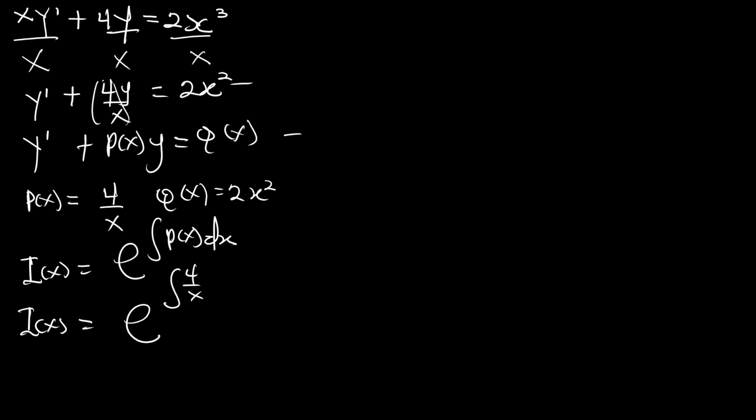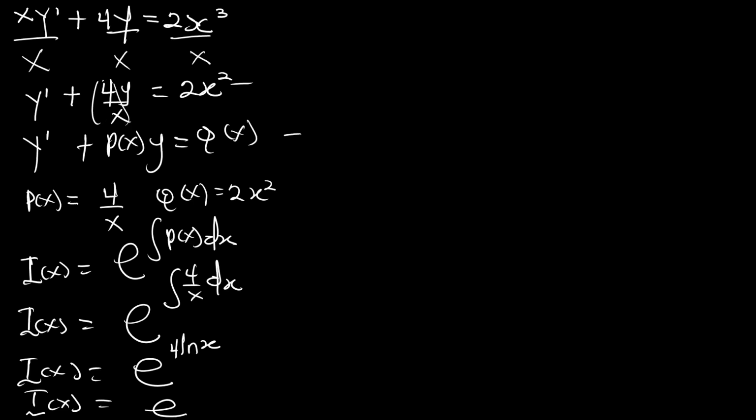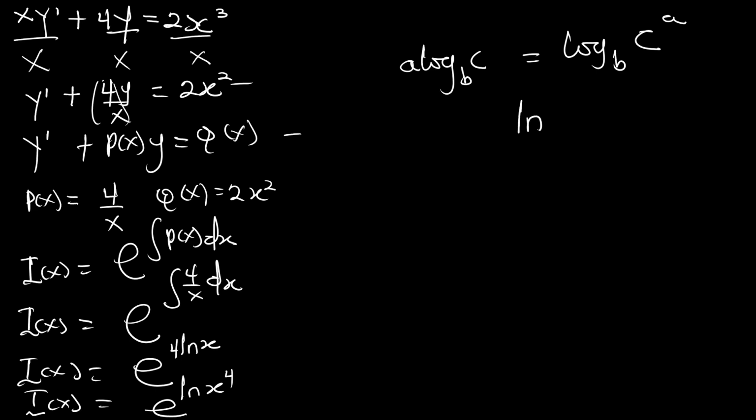So I of x is going to be e to the power, when we integrate 4 over x, we will have 4 multiplying the natural log of x, right? So I of x is going to be equal to e to the power 4 ln x. 4 ln x can be rewritten as ln x to the power 4, because if you have a log, let's say you have a times log base b of c, you can rewrite this as log base b of c to the power a. So here we had 4 multiplying natural log of x. You can rewrite this as natural log of x to the power 4. So that's exactly what we did over there.